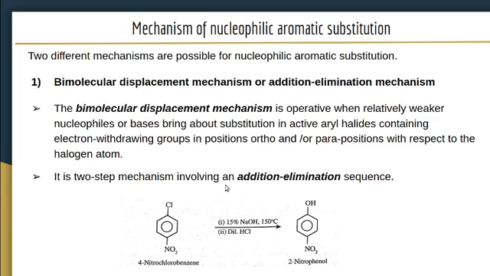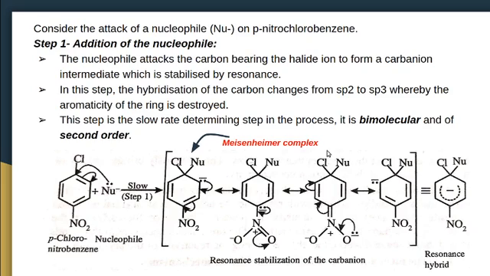So there are two steps. The first step is the addition step, then the second step is the elimination step. That is why it is called the addition-elimination mechanism. So let us discuss the first step of the mechanism. Consider the attack of a nucleophile Nu- on para-nitrochlorobenzene. Here the nucleophile attacks the para-nitrochlorobenzene compound.